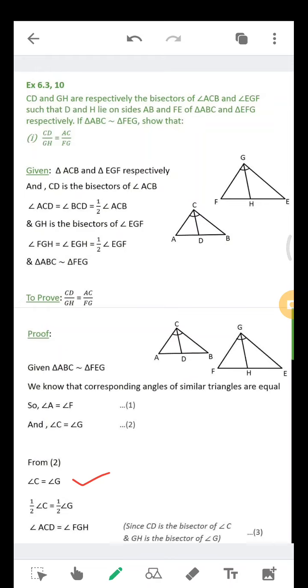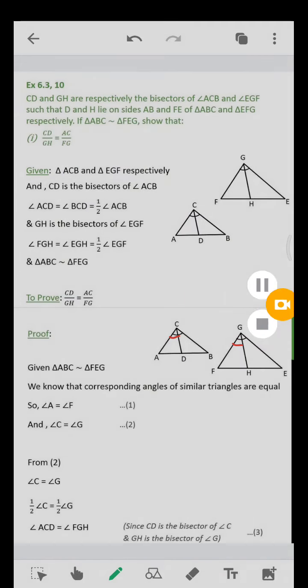I'll multiply half on both the sides. So half of C will be equal to half of G. C is equal to G we already have because triangles are similar. So I'll multiply by half on both the sides because half of equals are again equal, by Euclid's axiom. So half of C is ACD and half of G is FGH, because these are the bisectors. So finally we have got half of C is equal to half of G. So ACD is equal to FGH.